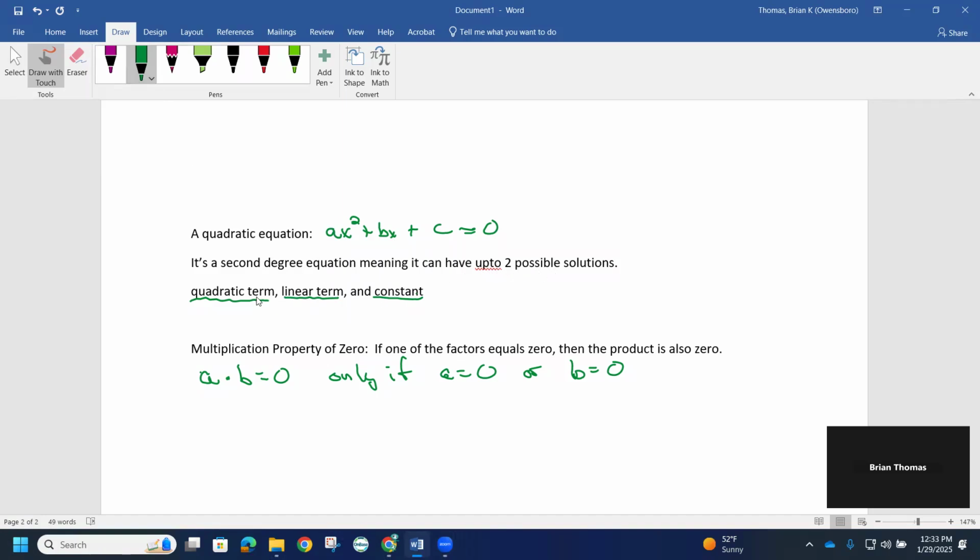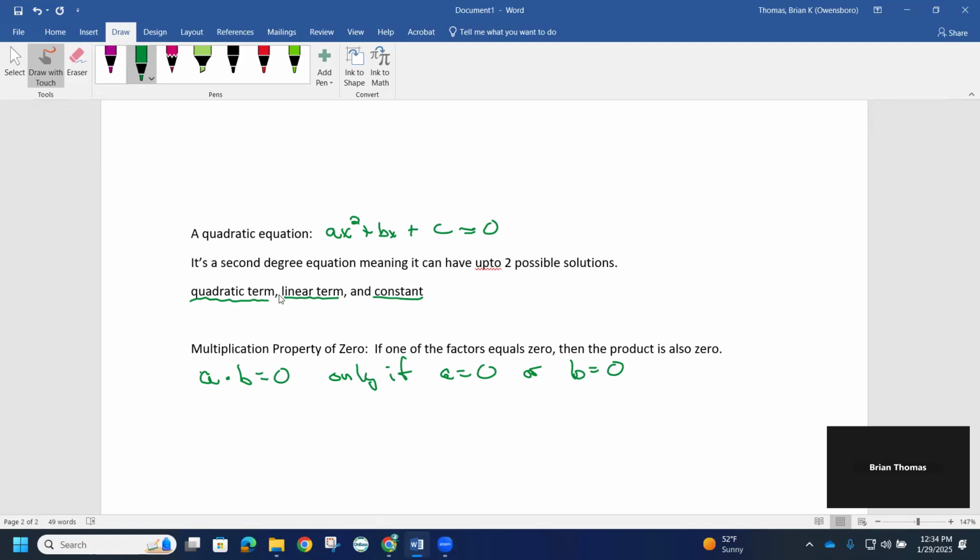Some other vocabulary: the quadratic term is the term that has the x squared in it. So the ax squared is called the quadratic term. The linear term is one that just has the x in it, so the bx is our linear term, and then the constant is just going to be a number.